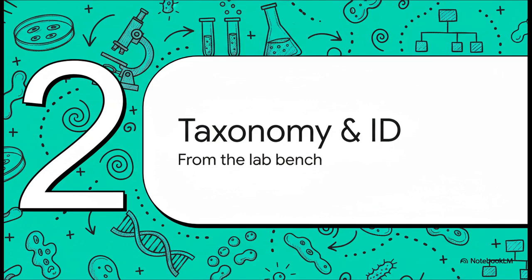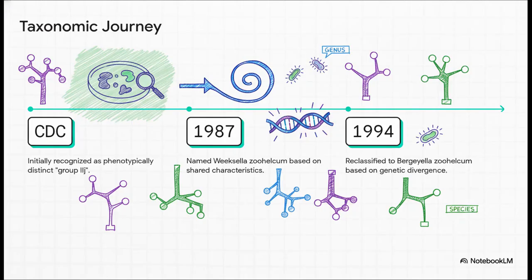Okay, let's head over to the lab bench. How do we actually nail down an ID for this bug? It's got a pretty interesting backstory, actually. The history of how this bacterium got its name is a perfect little story of microbiology itself. It started out just being called Group IJ by the CDC, basically a weirdo that didn't fit anywhere. Then, in '87, it got lumped into Weeksella, based on what it looked like it was doing. But by 1994, with genetics taking over, we realized it was different enough to deserve its very own genus. It's a great example of that shift from phenotype to genotype, from what it does to what it is.